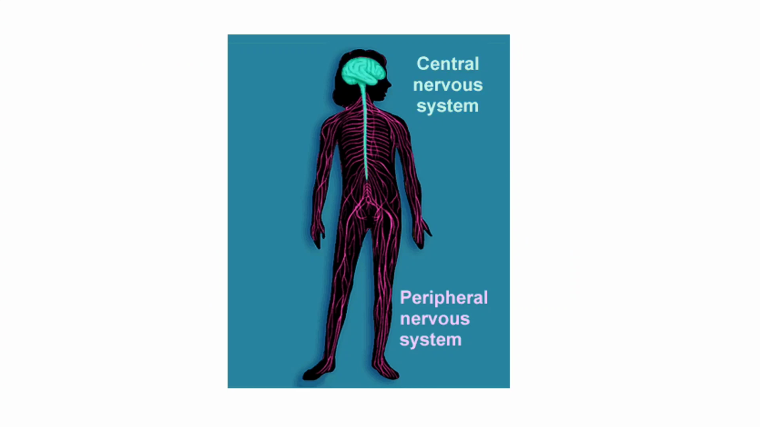As you can see in the figure, the central nervous system is composed of the brain and the spinal cord, while the peripheral nervous system are other parts outside the brain and spinal cord.